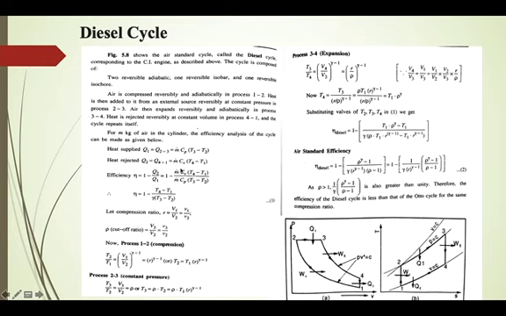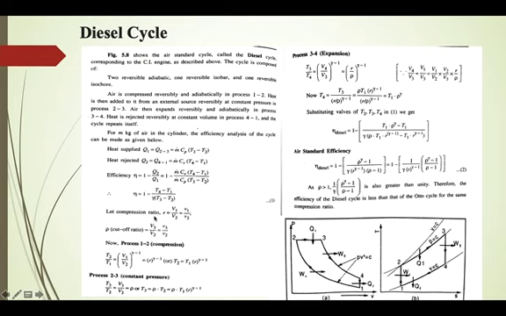So heat supplied during process 2 to 3 is equal to, it is constant pressure, m Cp (T3 minus T2). Heat rejected during constant volume process 4 to 1 is equal to m Cv (T4 minus T1). Efficiency is 1 minus heat rejected by heat supplied. So it is 1 minus m Cv (T4 minus T1) by m Cp (T3 minus T2). m can be cancelled. Cp by Cv is gamma. So this can be written as 1 minus 1 by gamma into (T4 minus T1) by (T3 minus T2).